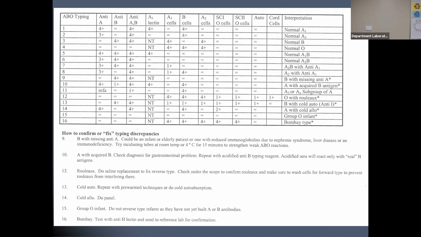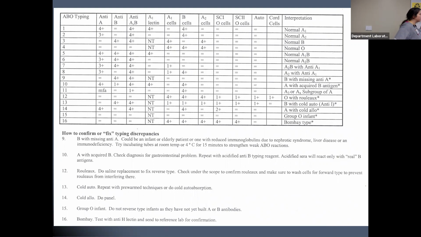But notice he reacts with A2 cells. He also has a positive screening IAT. 4+ reaction with screening cells 1, 4+ reaction with screening cells 2. The reason for that is, if you remember, our screening cells, if you notice at the top right there, are all group O. That's because when we are identifying antibodies in patient plasma, we do not want interference from ABO antibodies. So all of your panel cells, all of your screening cells, will always be group O.